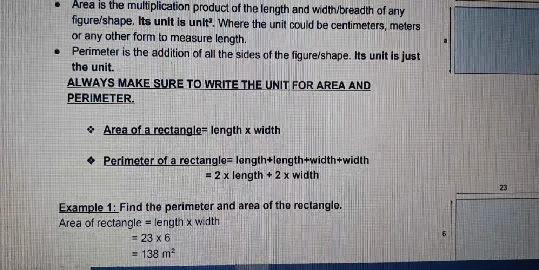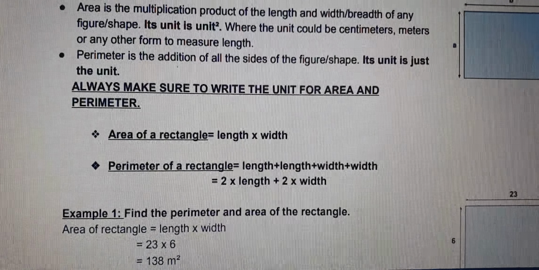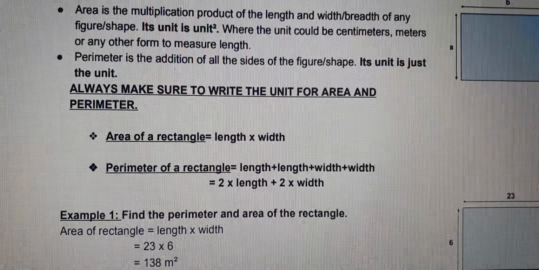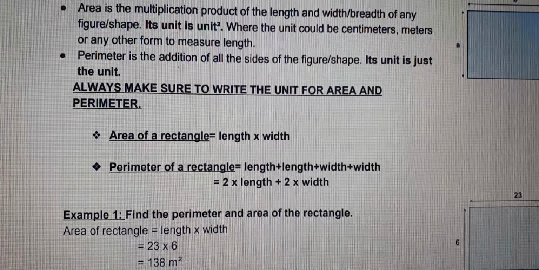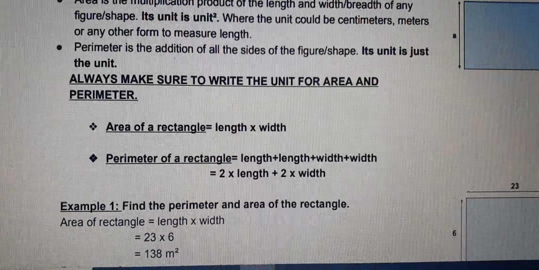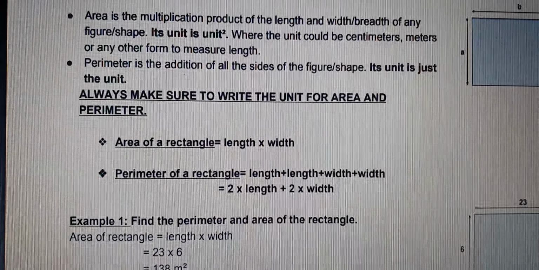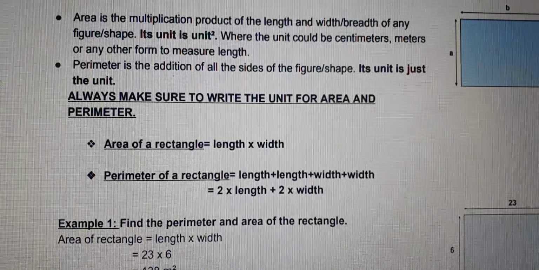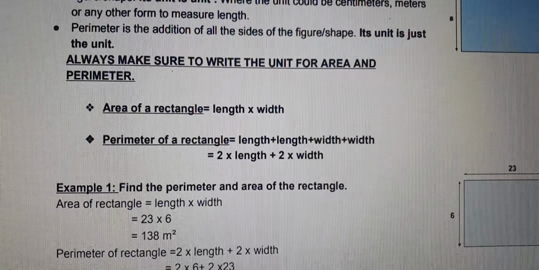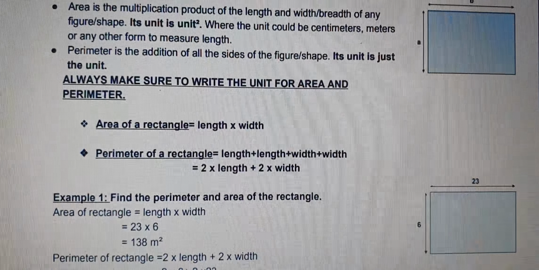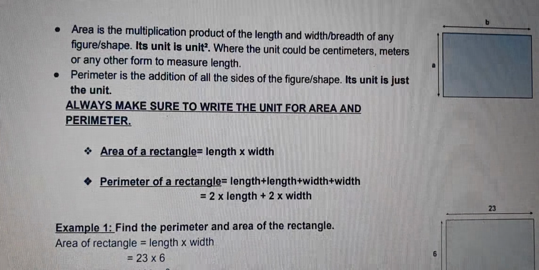And now perimeter is the addition of all these sides. Girls, perimeter is the addition of all these sides of the figure and shape. Its unit is just the unit, as we know when we learned it previously. Perimeter of a rectangle, now it is the addition of all these sides of the figure or shape.